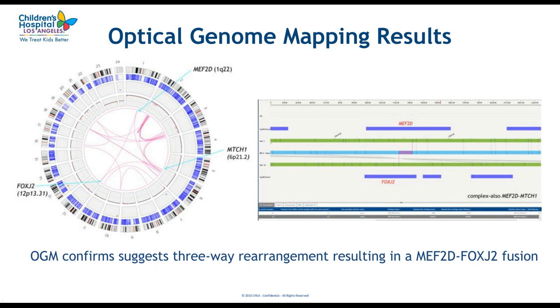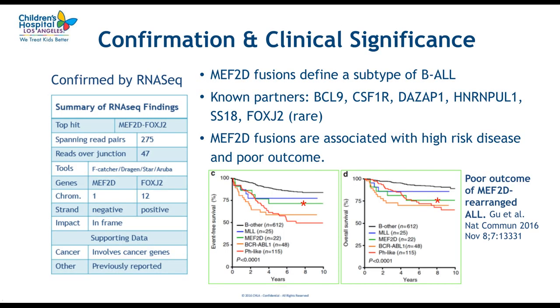So why is this important? MEF2D fusions with different partners are known to define a specific genetic subtype of BLL. And then FOXJ2 has been described as one of the partners of MEF2D, but it's a very rare partner, only seen in maybe one case in one cohort study, again explaining why this was not a part of the design for our OncoKids panel and why we missed it by our comprehensive initial testing.